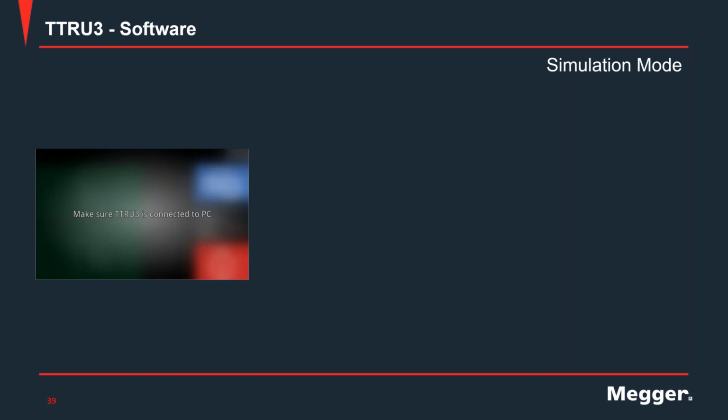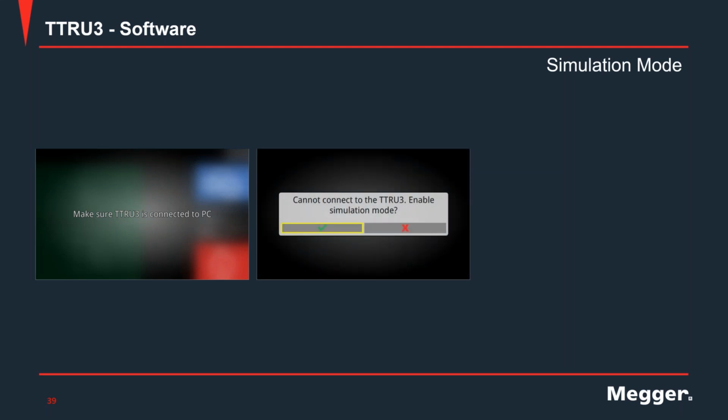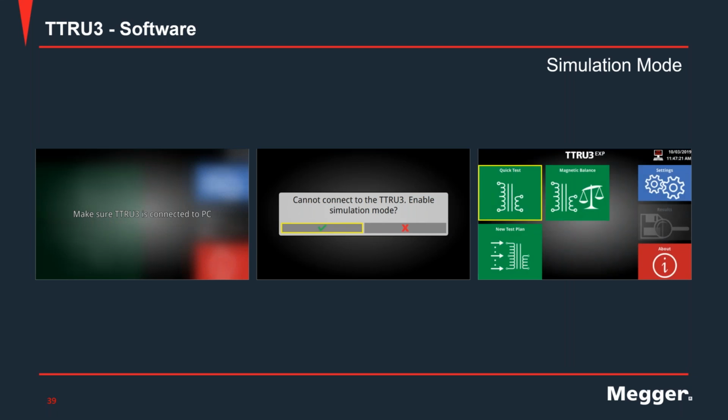When you do so, just make sure you don't have your TTR connected to the computer. After about 10 seconds, the search for an instrument will time out and the software will suggest to enable simulation mode. So you accept that suggestion and you get to the main screen, right? This shows the quick test, a new test plan or magnetic balance, as well as the settings and the about, which will tell you the version of the software.